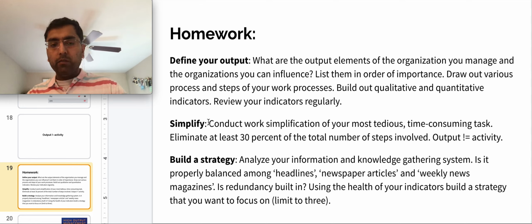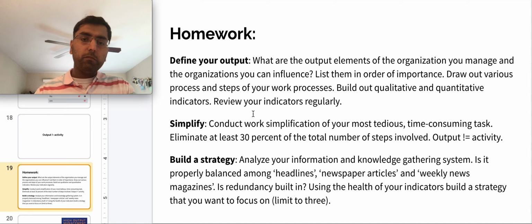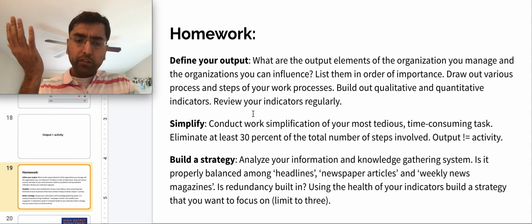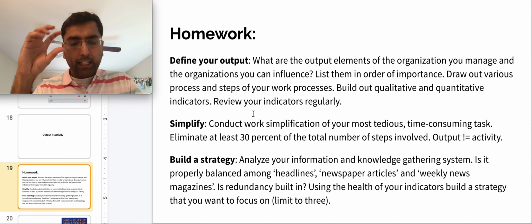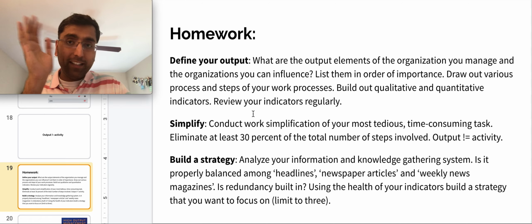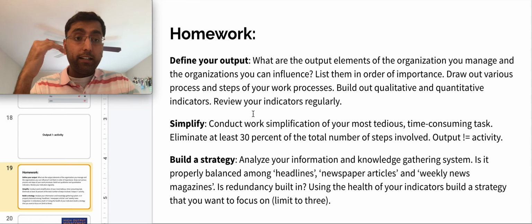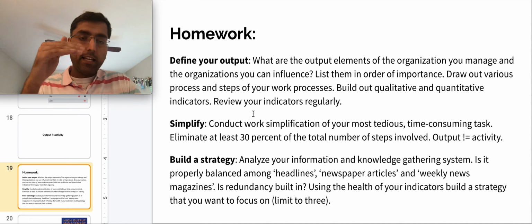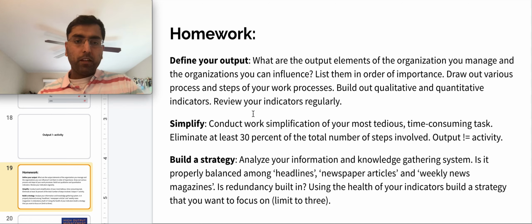And simplify your work, right? There could be at least 30 to 50% improvement just by simplification once you look at the indicators. And that can come if you have this lens that output is not equal to pure activity. Activity doesn't lead to output. But if the right activity is taken, then output's guaranteed.